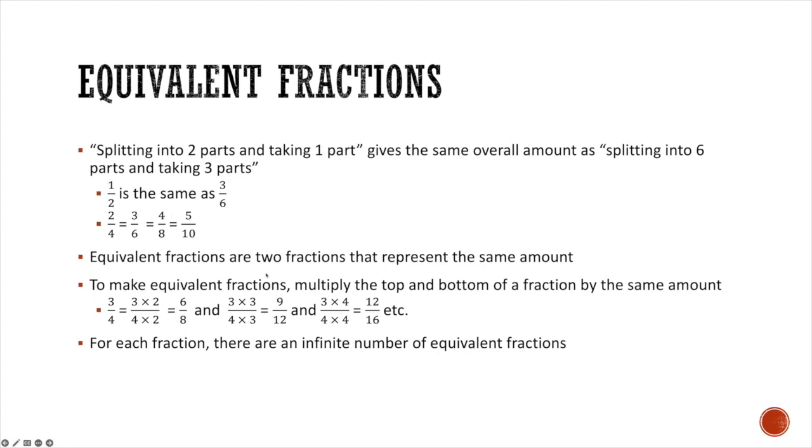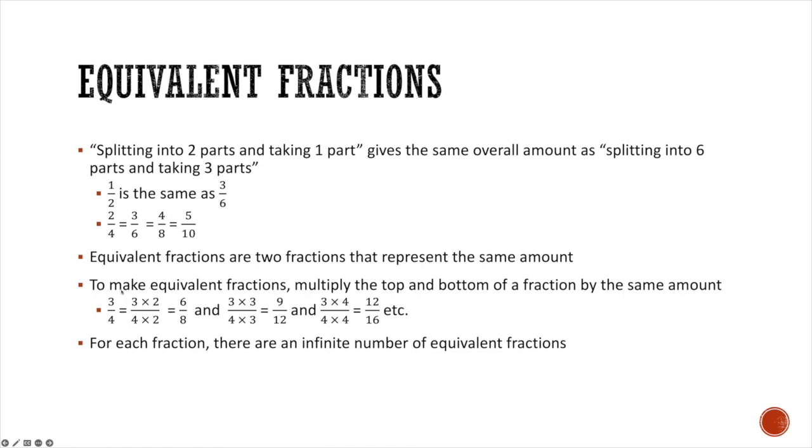Equivalent fractions are two fractions that represent the same amount. So these are giving the same amount: 2 over 4, 3 over 6, everything giving the same amount of half. To make equivalent fractions, we have to multiply the numerator and denominator by the same amount.